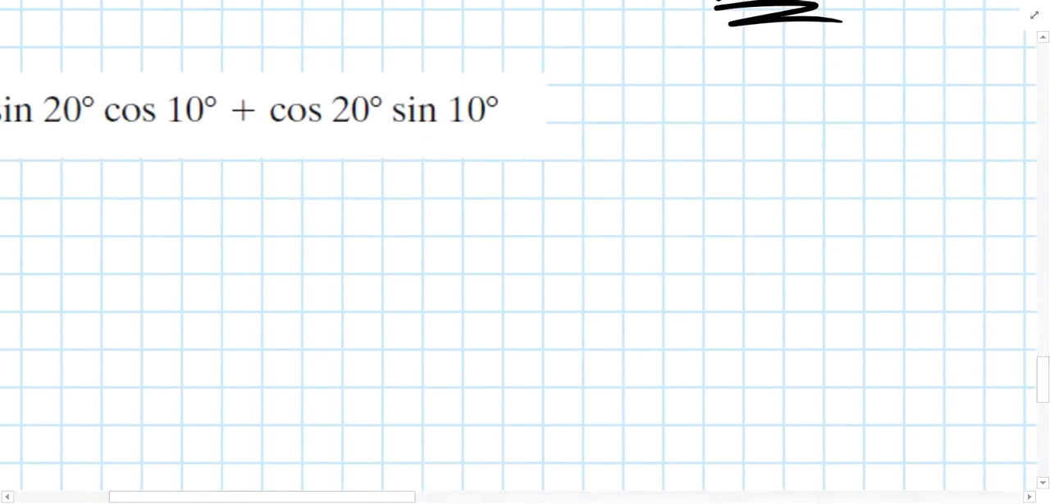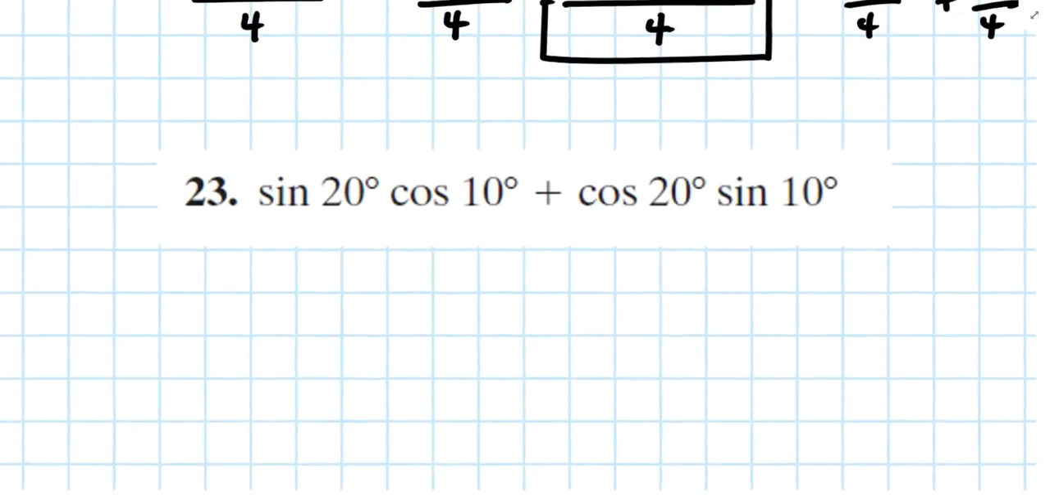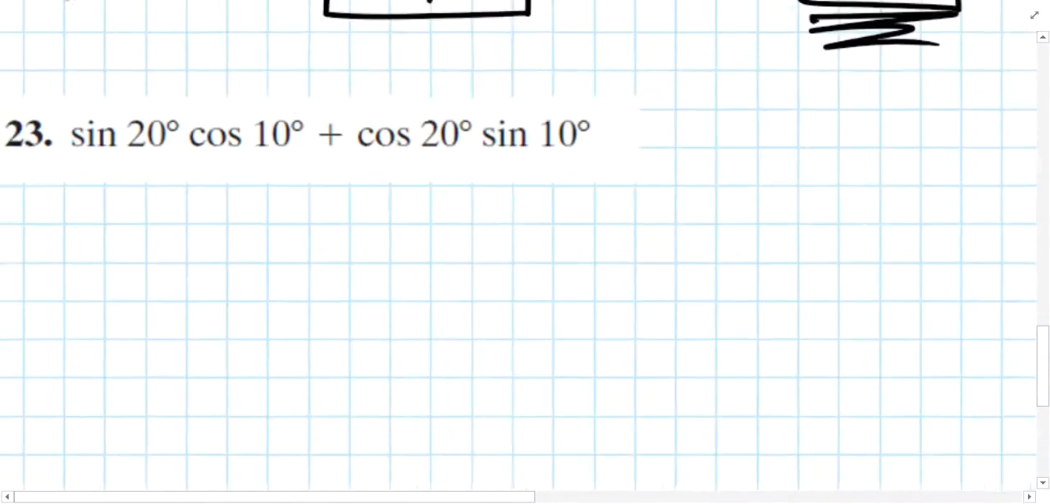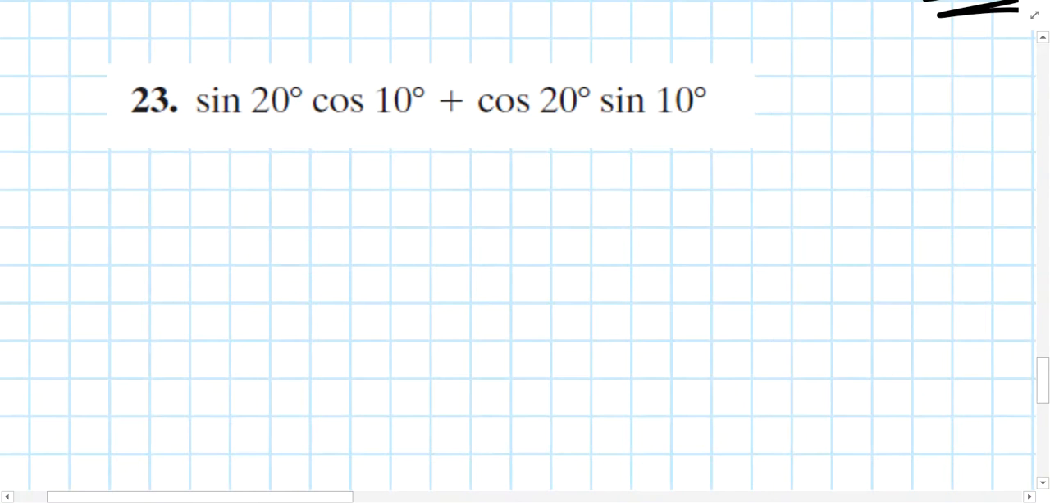For the final examples of this video, they may look intimidating at first, but they're actually quite simple. What we need to do here is recognize which of the trig identities this pattern falls into. Well, we've got sine of some angle times cosine of a different angle plus cosine of the first angle times sine of the second angle.